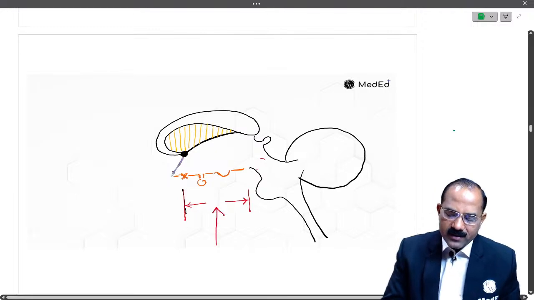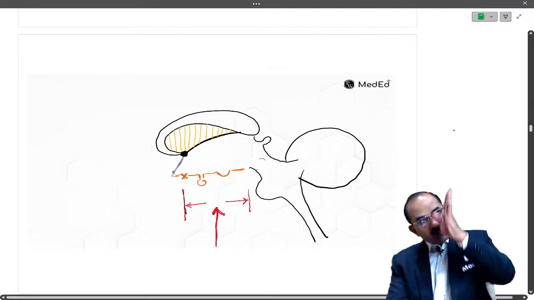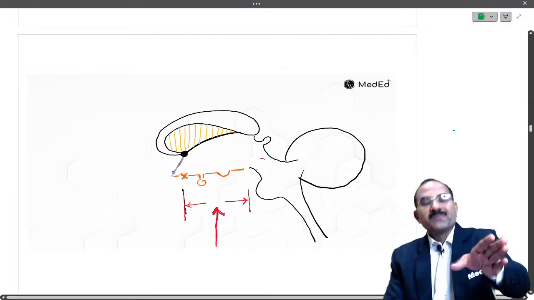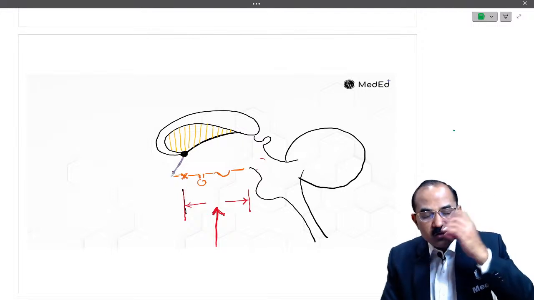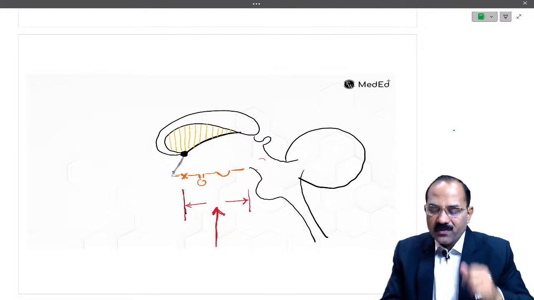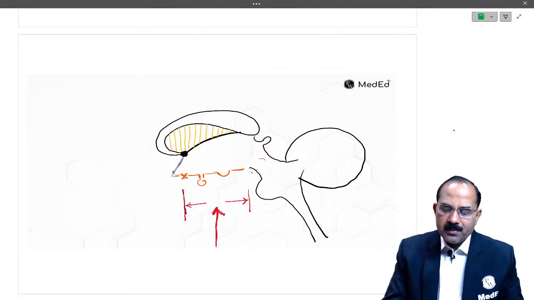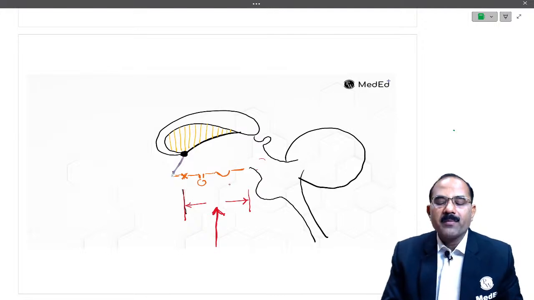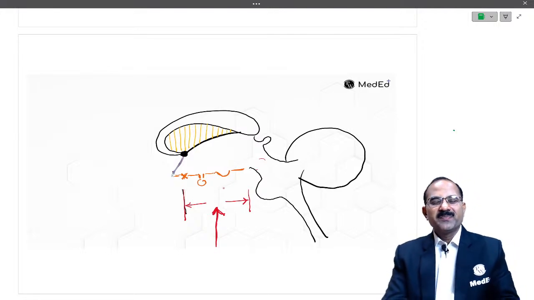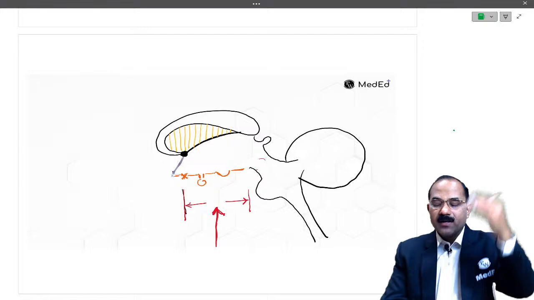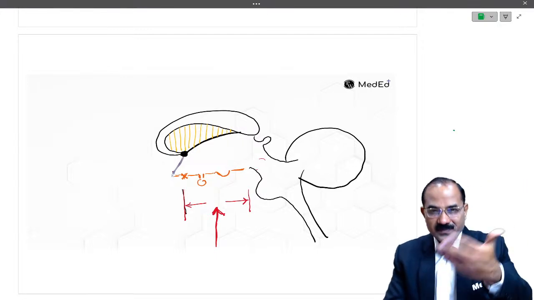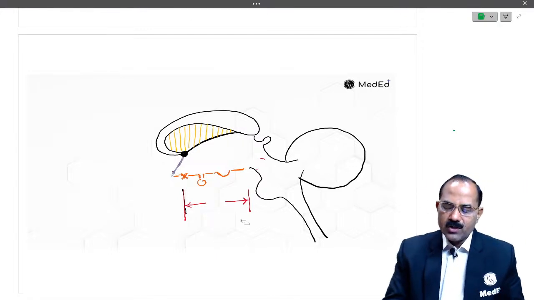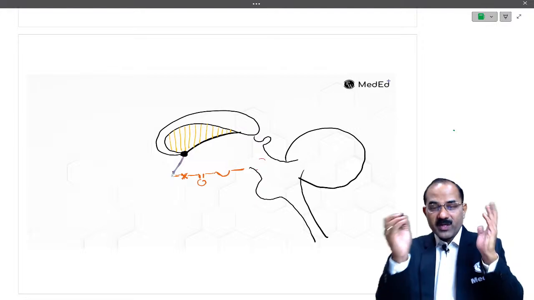We were looking like this. We were looking from the base of the brain, and that was the interpeduncular fossa, whose boundaries were the optic chiasma in front and behind the crus cerebri, and this was forming the floor of the interpeduncular fossa. Clear? That was a view from the inferior side. This is a section that we have taken. So try to understand in all different ways.